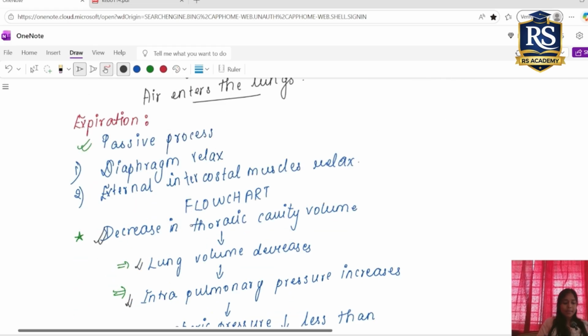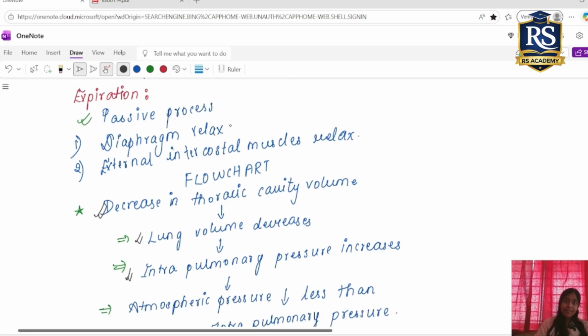Now let's move on to the expiration process. Okay, expiration is a passive process and inspiration is an active process. In inspiration, both the diaphragm and the external intercostal muscle get contracted. The same happens vice versa here. In expiration, the diaphragm gets relaxed and also the external intercostal muscle gets relaxed. What happens when the diaphragm gets relaxed? The dome-shaped diaphragm will move upward. Okay?